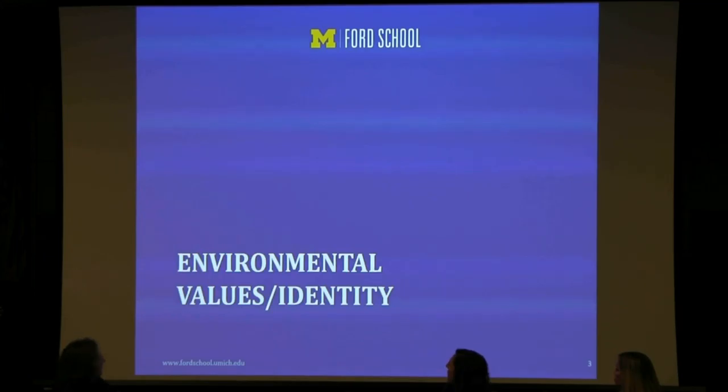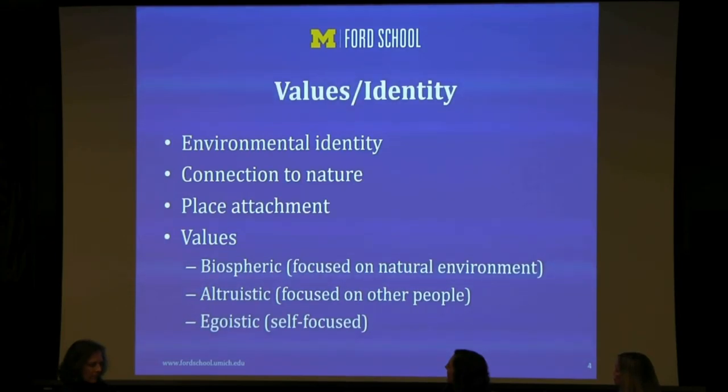So I first want to start with maybe the most psych-related of these, and that's environmental values and identity. There's a whole wealth of research now looking at factors like environmental identity, people's connection to the natural world, their attachment to particular places, and their values, whether they're valuing the environment itself, other people, or their own well-being. All of these can affect how much people are concerned about the environment, and in turn, how amenable they are going to be to interventions that are explicitly explained in terms of their environmental or climate change outcomes.